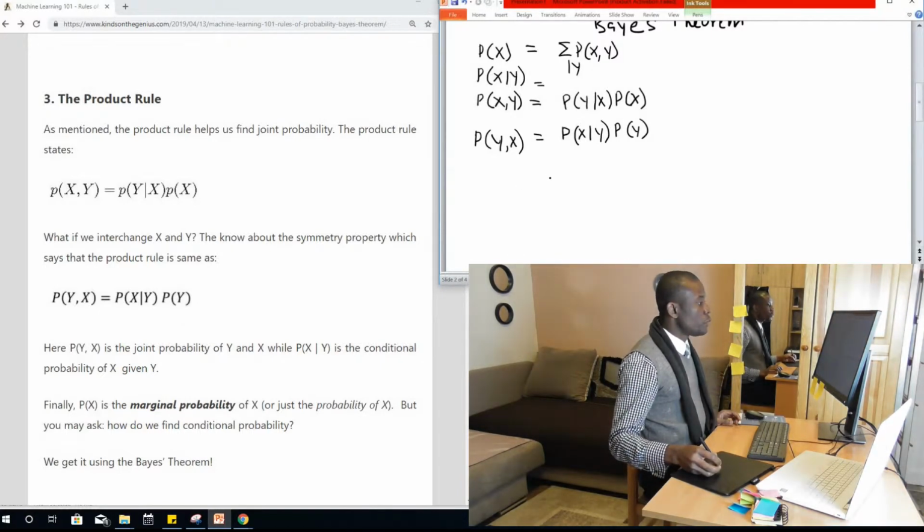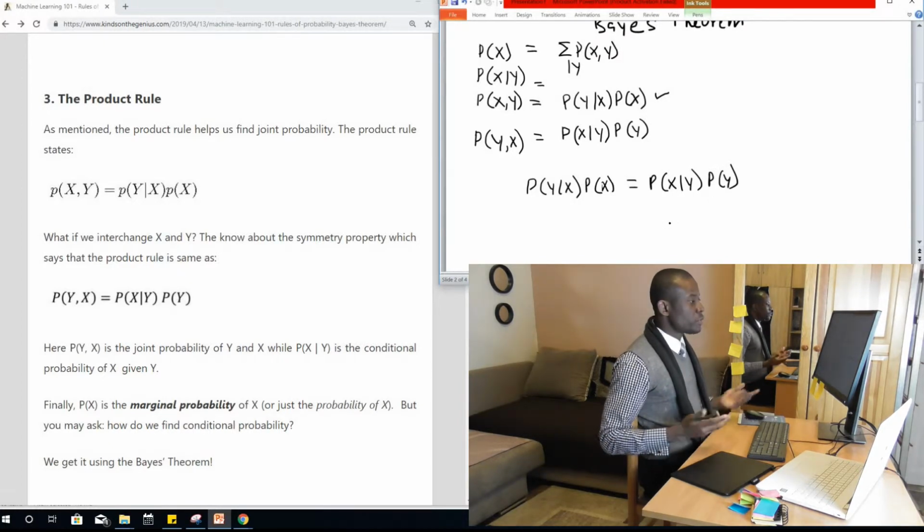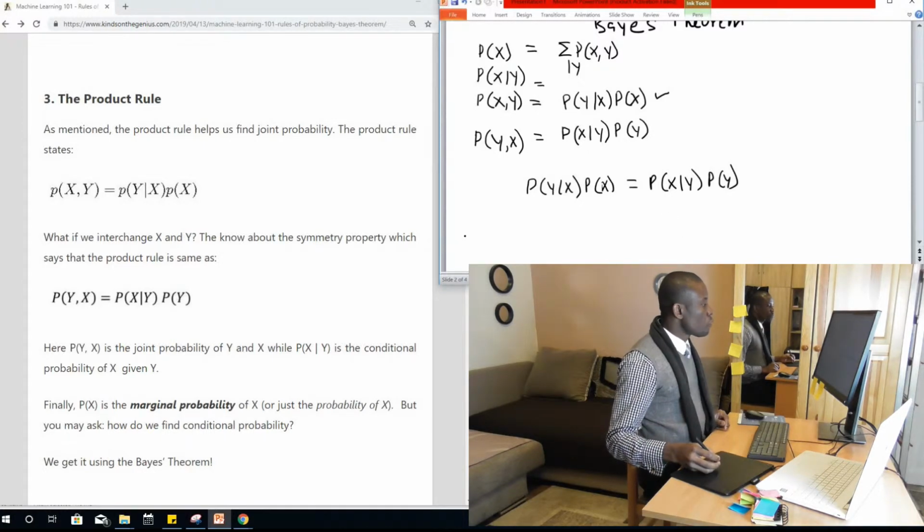Because Bayes' theorem is derived from the product rule, we simply equate the two. So we say that P of Y given X times P of X equals P of X given Y times P of Y. So basically this is the product rule. We've not actually changed anything. We can now find either term by making it the subject of the formula.